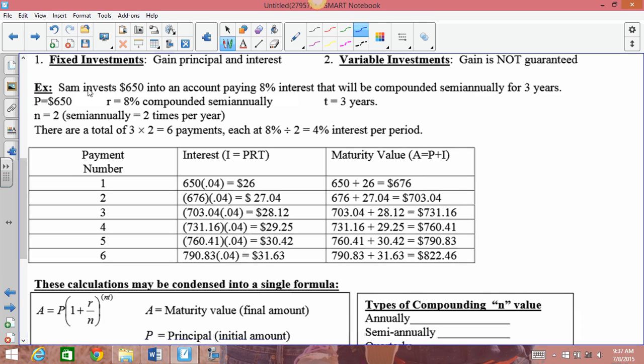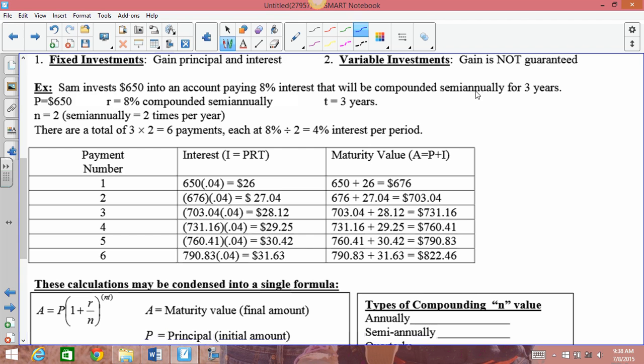In this example, it says that Sam invests $650 into an account paying 8% interest. It's going to be compounded semi-annually for 3 years. So what we know is he's putting $650 in, that's my principal, at a rate of 8%, compounded semi-annually. And just an FYI, once you see in a problem that it has the word compounded, you are no longer even going to think about using the simple interest formula on your formula sheet. You're automatically going to go down to the next layer on your formula sheet. Okay, now I'm definitely in compound interest.